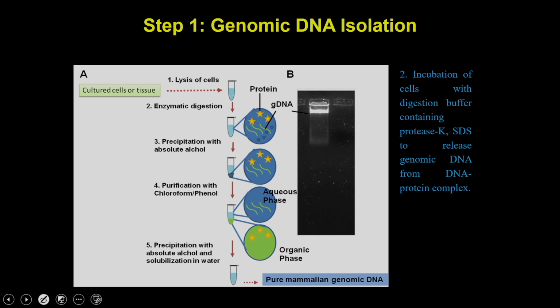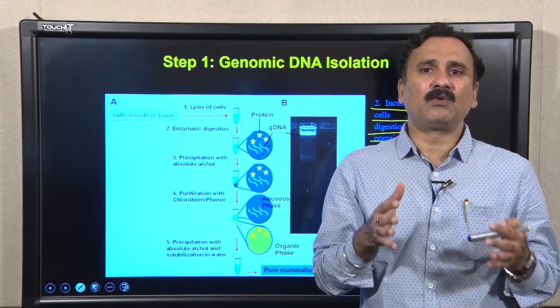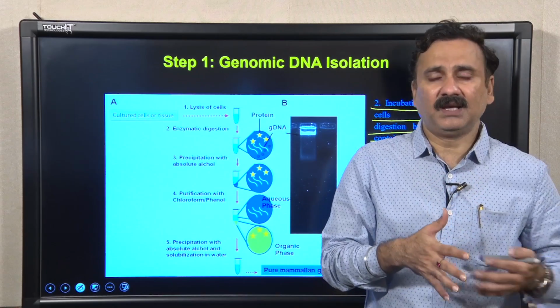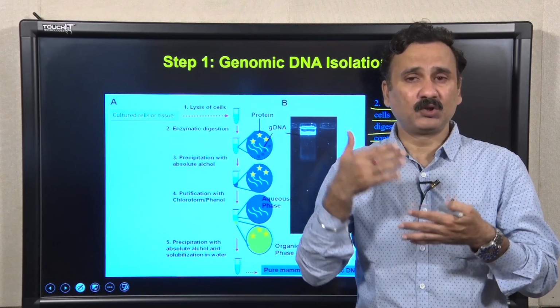Then in step 2, you are going to incubate the cells with a digestion buffer. The digestion buffer normally contains proteinase K and SDS to release the genomic DNA from the DNA-protein complex. If you remember, the genomic DNA, and we are mostly talking about the genomic DNA from the eukaryotic cell, is always packed with the help of different types of histone proteins.